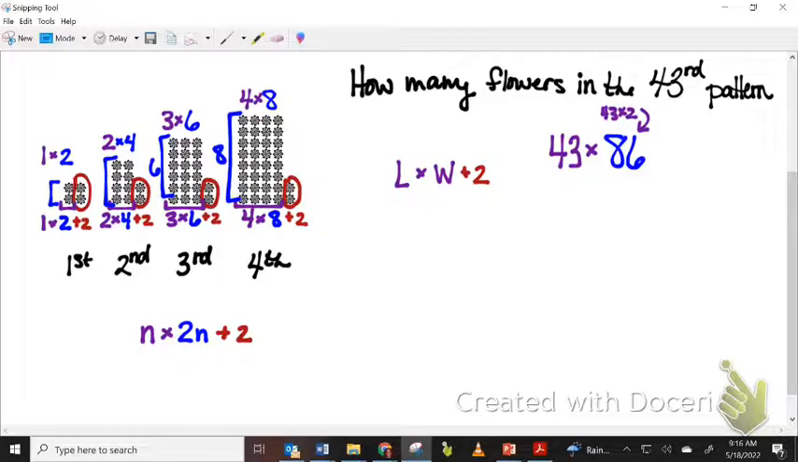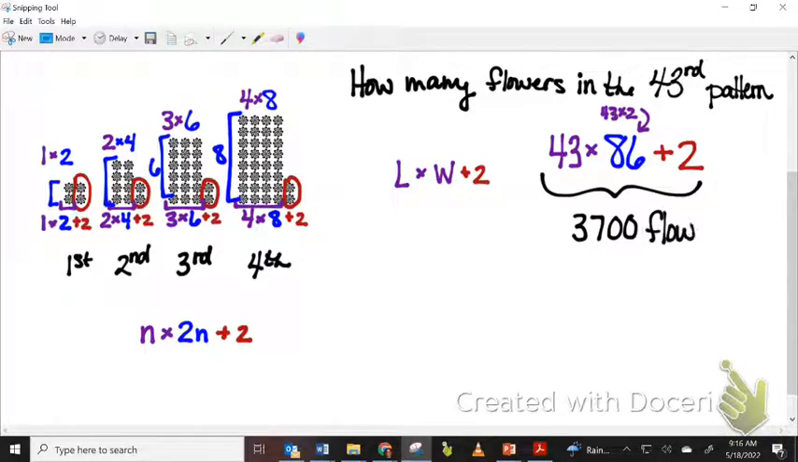And then what would I still need to do? Plus 2. Read the numbers off. 3700. Perfect. 3700 flowers.